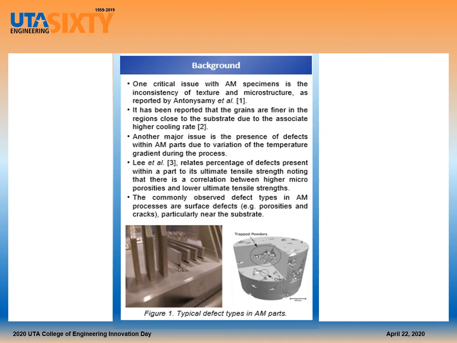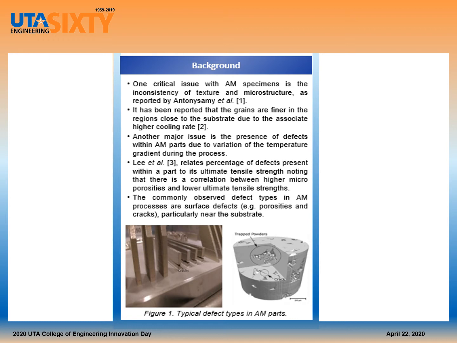One critical issue with additive manufactured specimens is the inconsistency of texture and microstructure. It has been reported that the grains are finer in the regions close to the substrate due to the associated higher cooling rate. This presents a problem to the uniformity desired by this process.